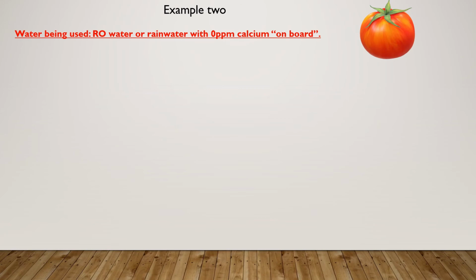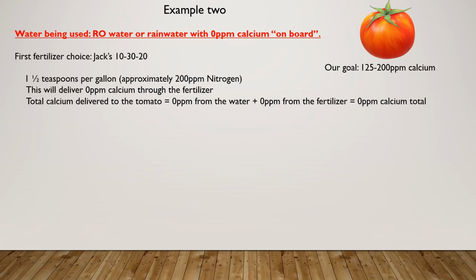If we look at a second example of using rainwater, I use rainwater in my operation. A lot of you use rainwater out there. We've seen from the lab tests that rainwater contains virtually no calcium, so we'll consider it as 0 parts per million calcium, and this would be the same for RO water. If we look at the first example again with a Jack's 10-30-20, we have 0 through the Jack's, 0 through the fertilizer. We're going to be at 0 delivery of calcium to that tomato.